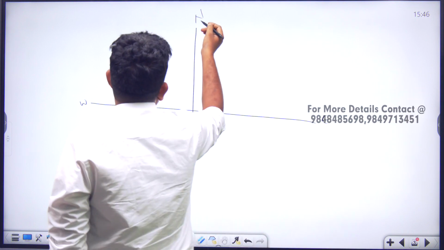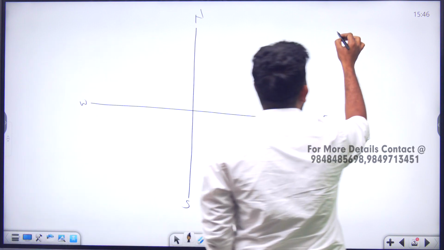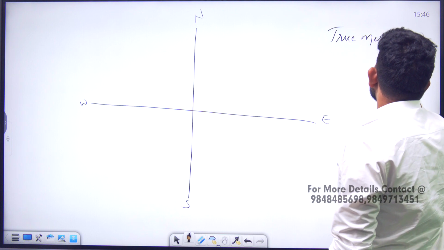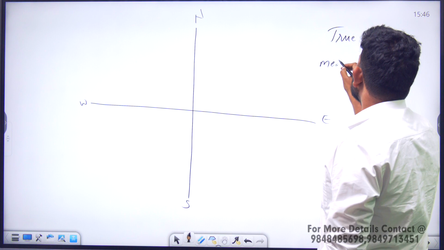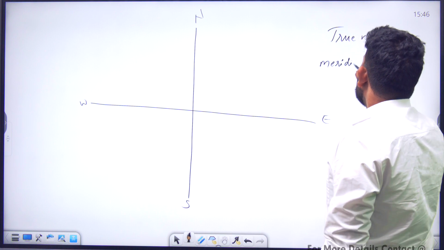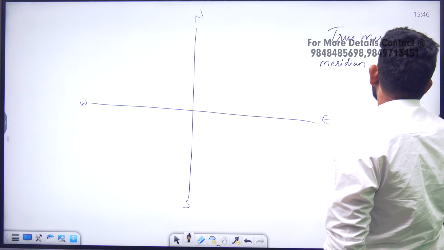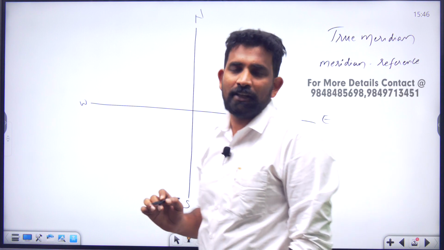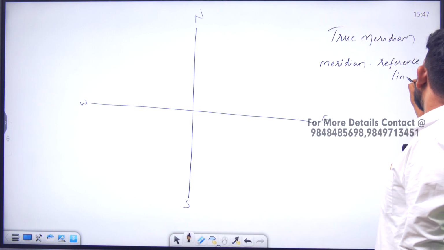See here, whatever directions I have drawn here are called true meridians. Now what is a meridian? A meridian is nothing but a reference line. In a very simple context, I will be calling this meridian a reference line. And this reference line is used for finding out the bearings.